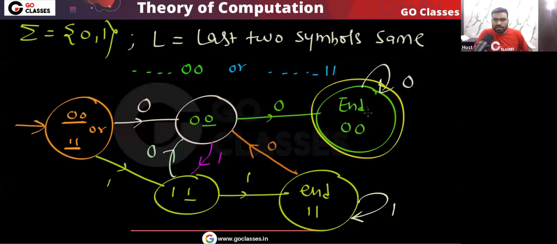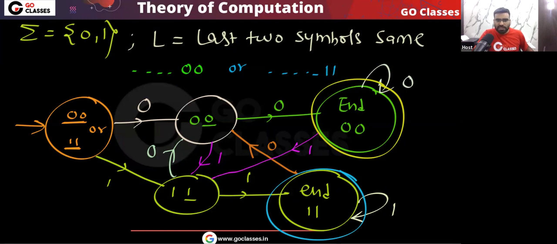Similarly, in this state, if 1 comes, I will go for double one. Okay. So tell me, is this point clear? So in this state, if 1 comes, then I will go here. Okay. So that's it. This also will be your final state because either you want to end with 0 0 or you want to end with 1 1. So these will be your final states.